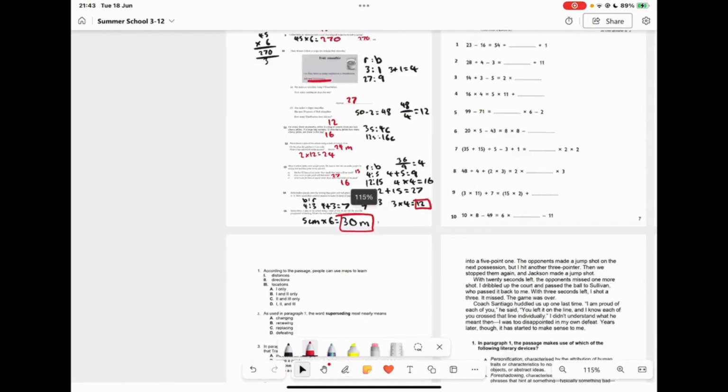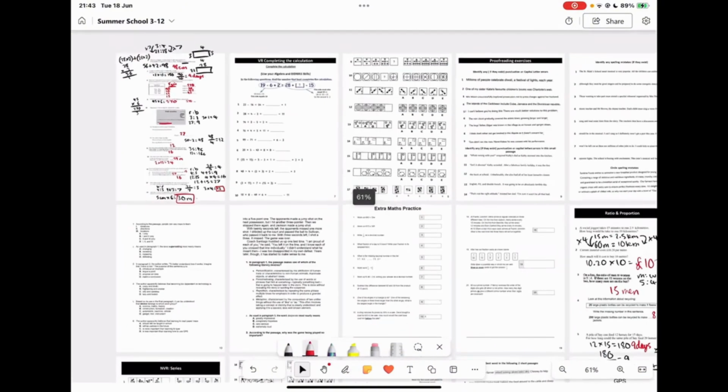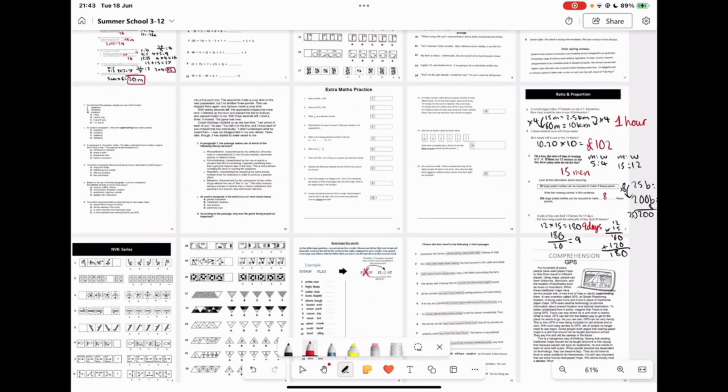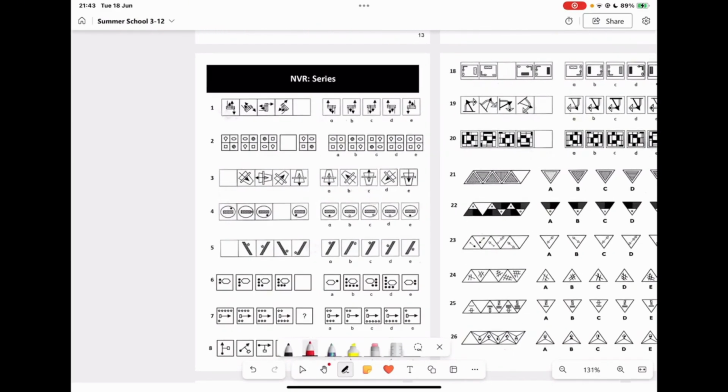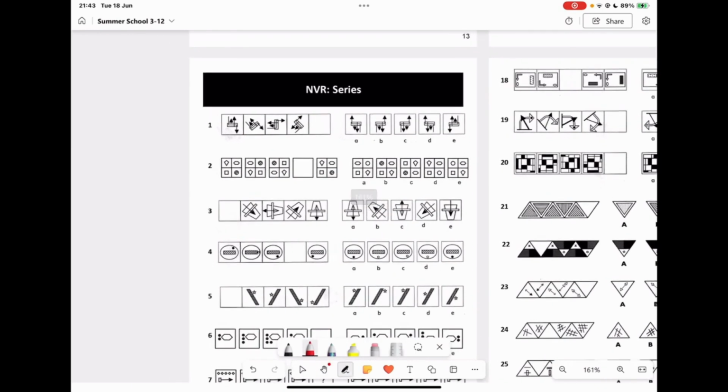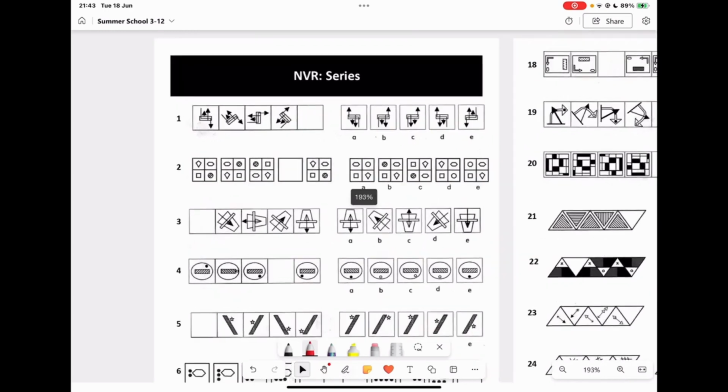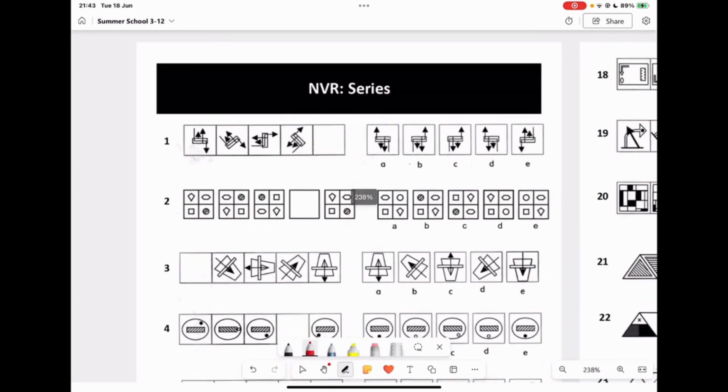Okay, next we move on to the next section, which will be on page 4. And that is MVR series. Okay, so here we're looking at the shape that comes next.